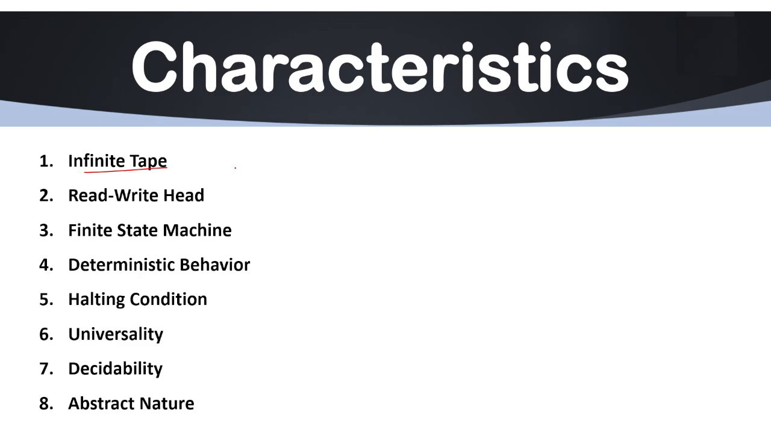The Turing machine operates on an infinite tape divided into cells. It contains one infinite tape. In simple terms, we can say a Turing machine has a tape that is infinite in both directions. And this tape can act as both the input and the memory.